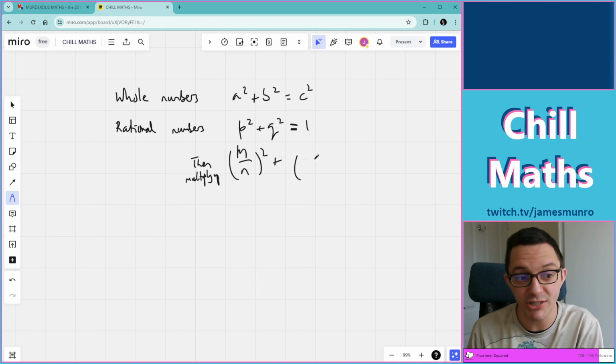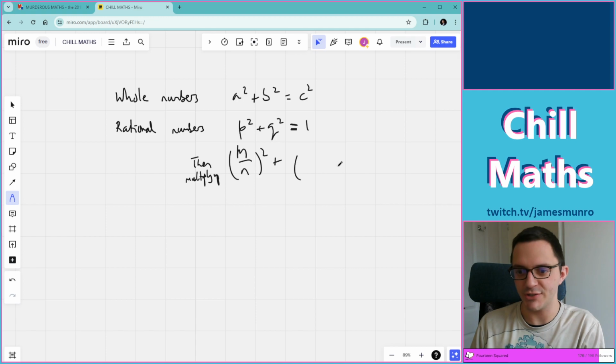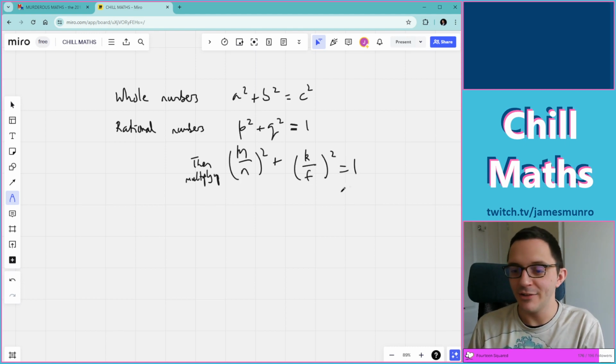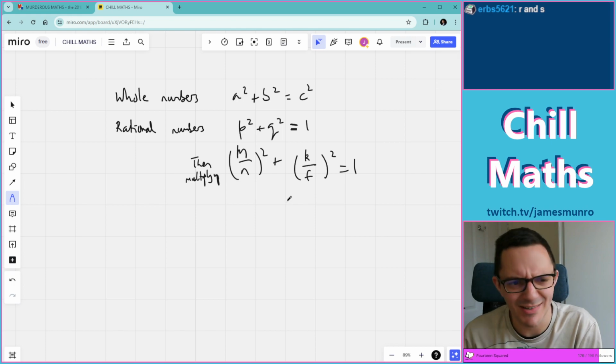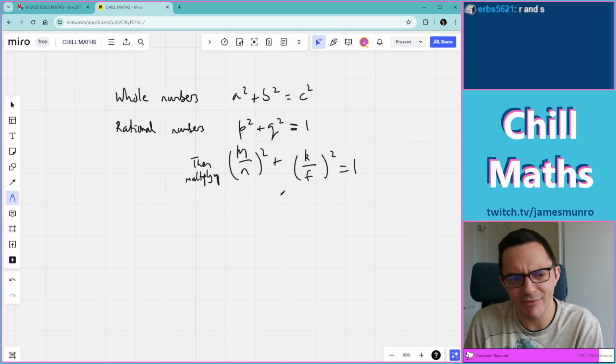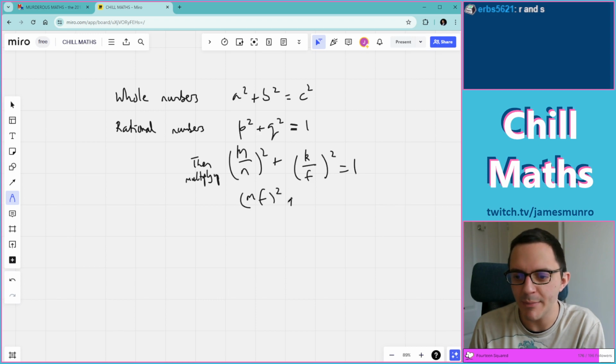You can turn your rational solution with fractions. I need 2 more letters in a hurry. K and F. You can multiply up by, worst case scenario, I think like n squared, f squared. Maybe you don't even have to multiply it by that much. But you can always get up to something like mf squared plus kn squared. It's n squared, f squared.